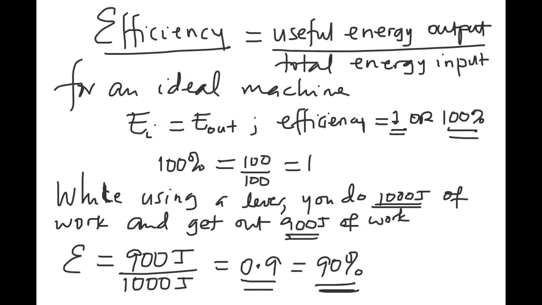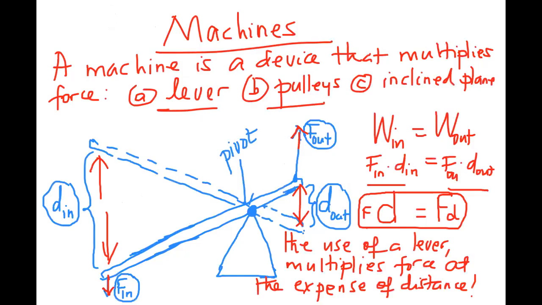But remember, as a summary, we have learned that a machine is a device that multiplies force. We have examples: a lever, pulleys, and an inclined plane. We haven't discussed the inclined plane, but an inclined plane is a machine also. We have seen that a machine multiplies input force at the expense of distance. We saw an example where we move through a longer distance and get out a large force, but the other side moves only a little bit.